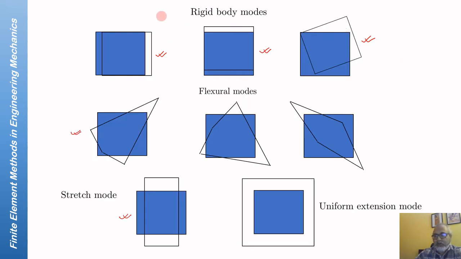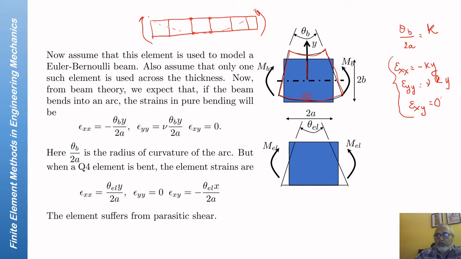Because as you can see, in all these modes, the edges remain straight. There is no combination that you can use to make these edges second order polynomials. It's just not possible. So the best it can do is undergo this kind of a shape. And if it undergoes this kind of a shape and you calculate, so let's suppose this length and this length are the same, this length and this length are the same. Using that, if you calculate the strains, those strains would be this, with the minus, this and this.